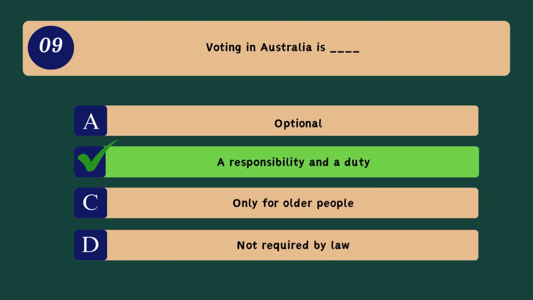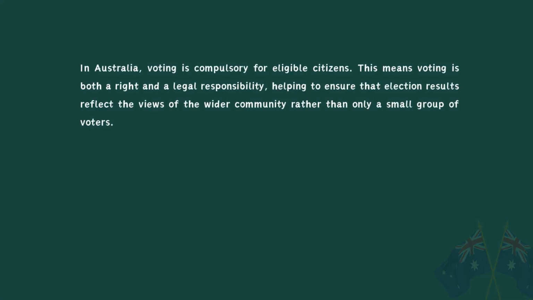Correct answer. B. A responsibility and a duty. In Australia, voting is compulsory for eligible citizens. This means voting is both a right and a legal responsibility, helping to ensure that election results reflect the views of the wider community rather than only a small group of voters.